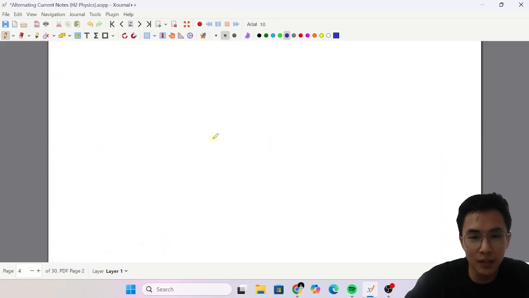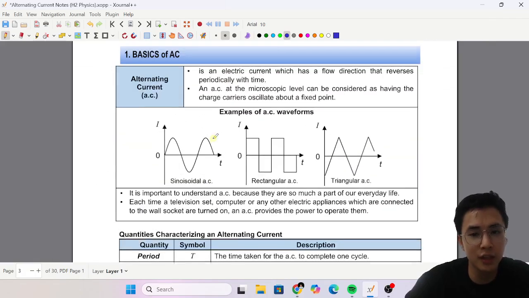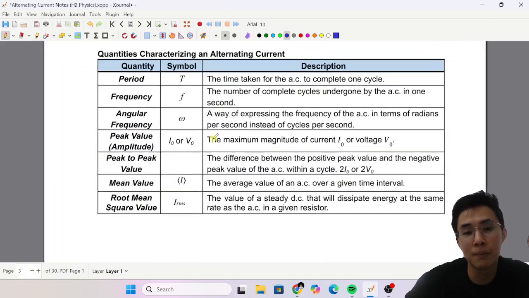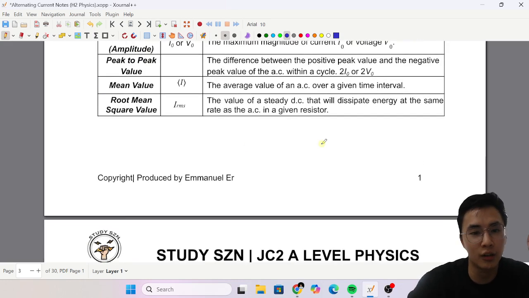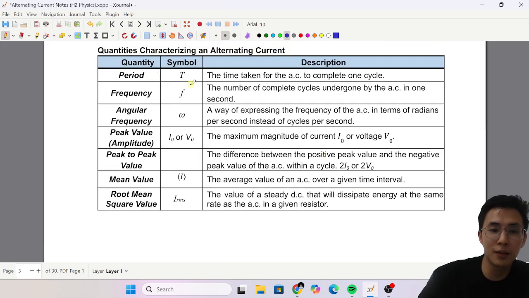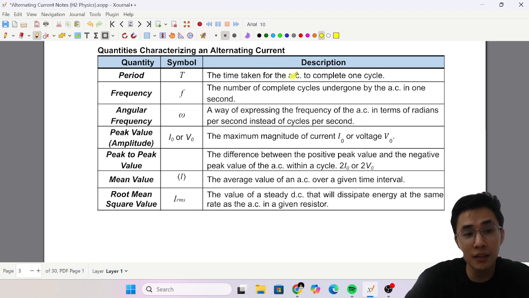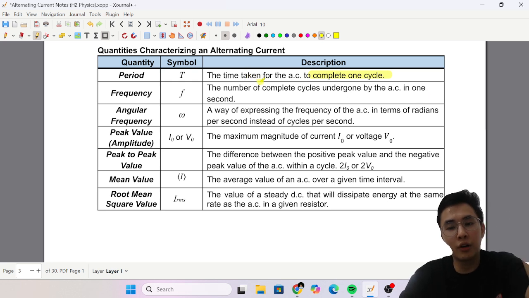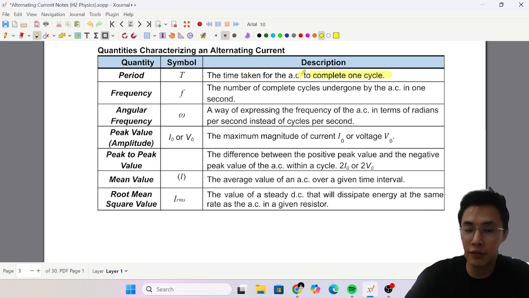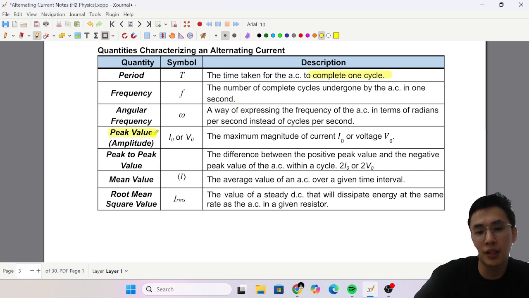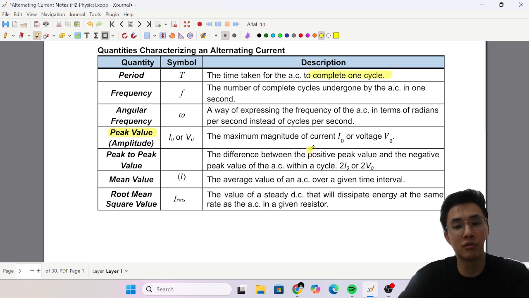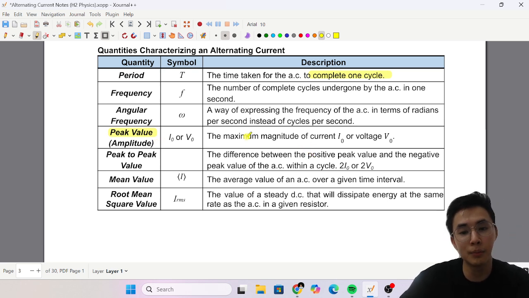But I still have a page on this, so I can give you a quick overview. You can head over to page 1, it's all actually there. The period here refers to the time taken for one complete cycle. The frequency is the number of complete cycles per unit of time, or in 1 second. Then the peak value, this one's important. Peak value is just the amplitude. So basically you can think of it as the maximum magnitude of current or voltage.